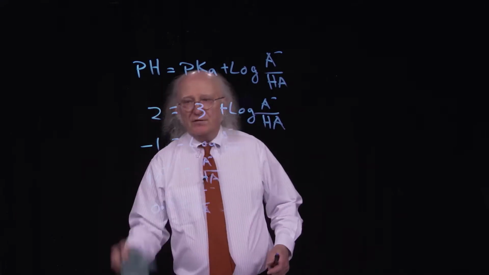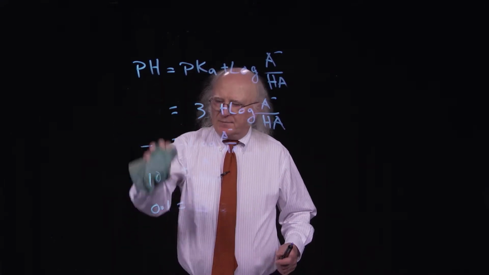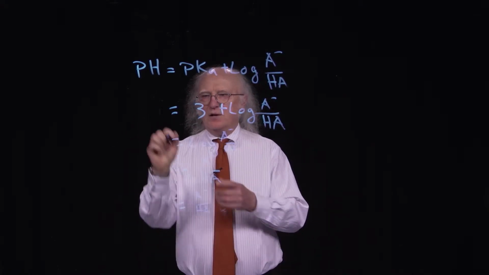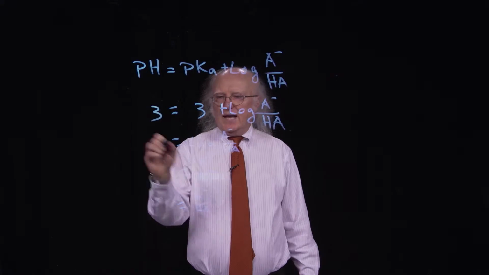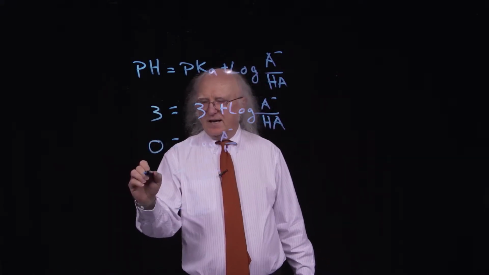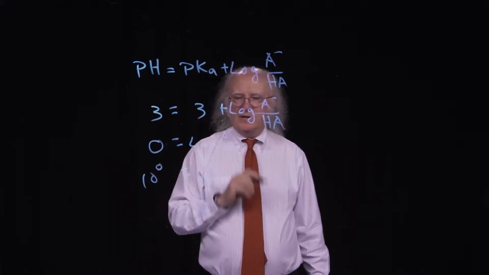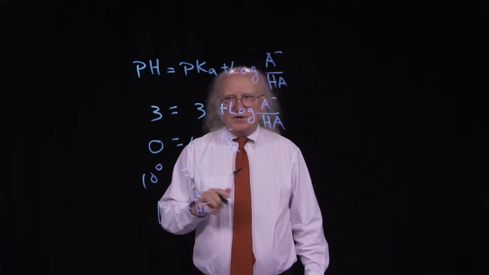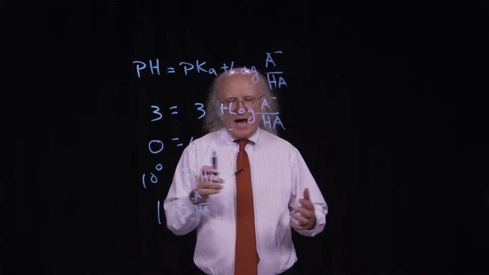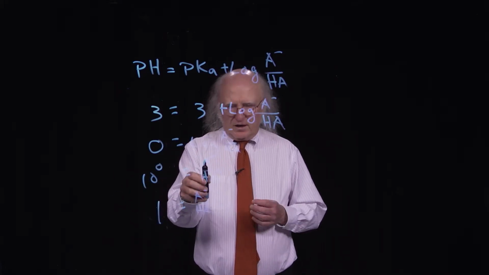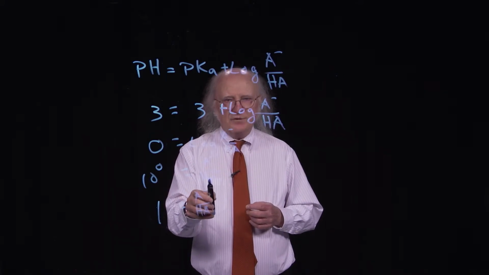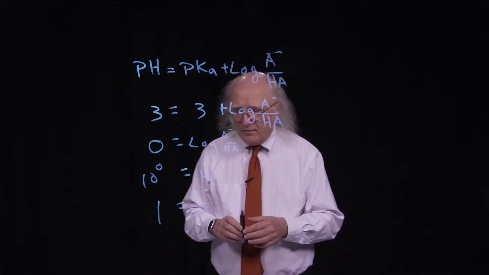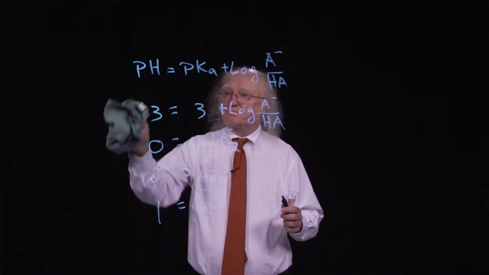When I get to a pH of 3, I see something interesting happens, and at a pH of 3, the pH equals the pKa. So when that happens, I get 0. I now say 10 to the 0 is equal to A minus over HA, and that means that ratio is 1. So when the pH equals the pKa, the concentration of A minus equals the concentration of the HA. And that's one of the guiding principles of the Henderson-Hasselbalch equation.